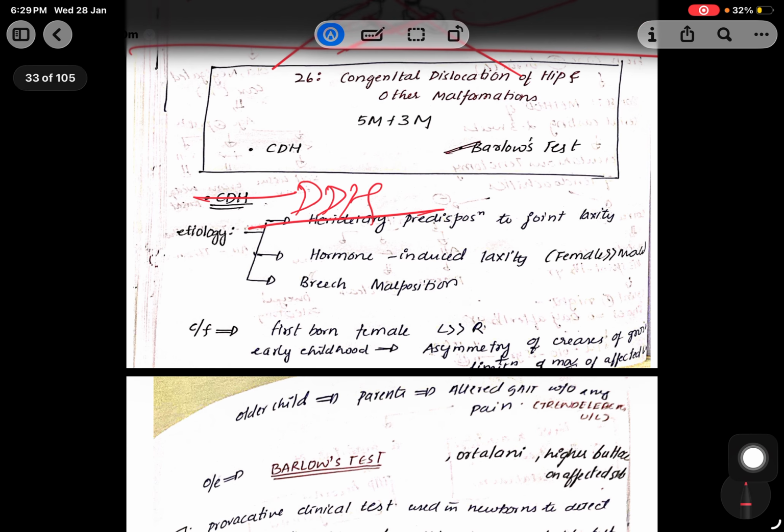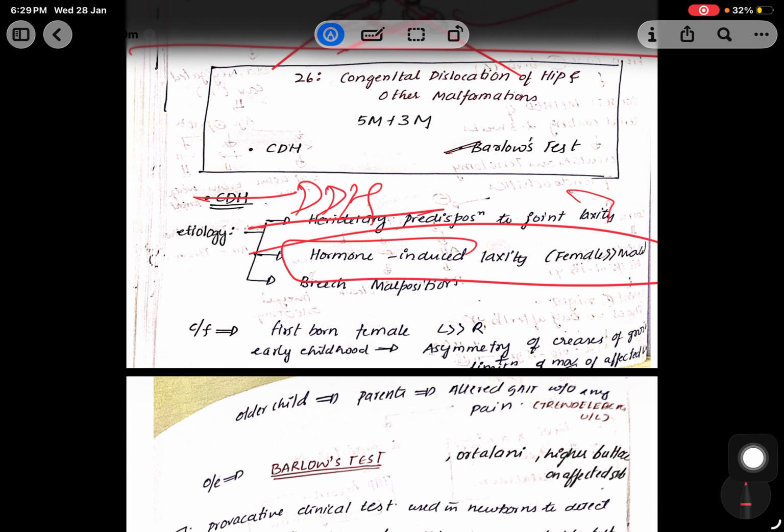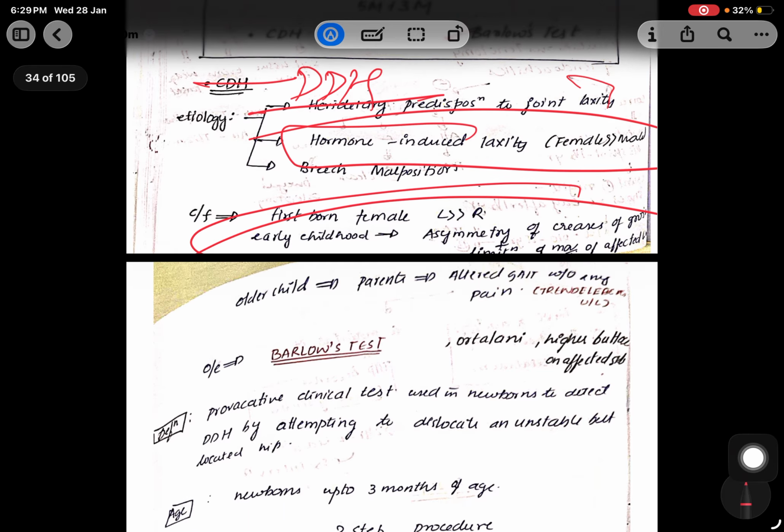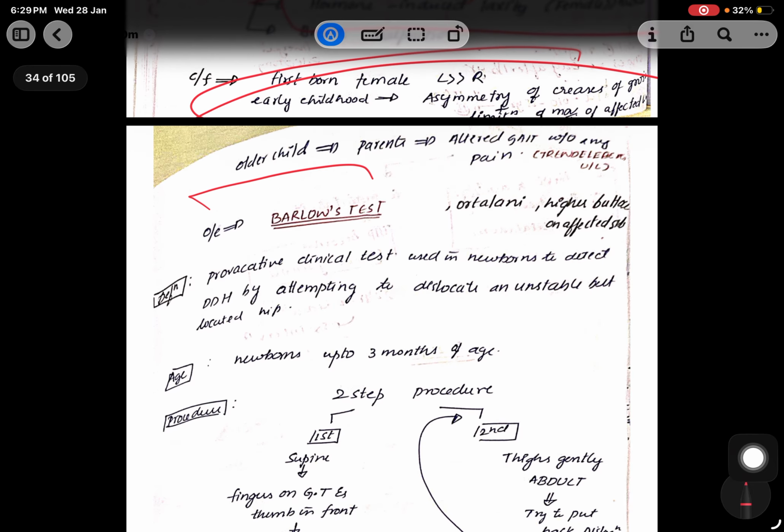DDH, important thing. This is the major etiology which they say. All these things you can mention. There is nothing else for me to explain. This can come as your MCQ or 3-marker also.